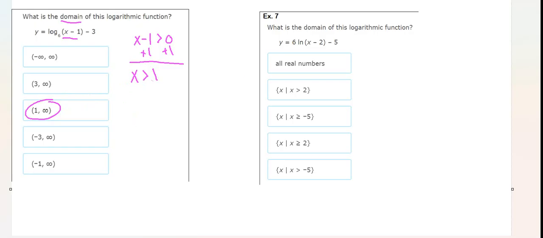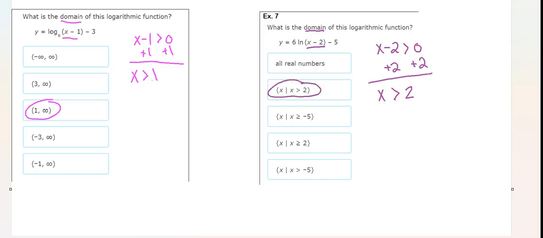All right, for the next one, we're looking for the domain. We're going to pay attention to this part, the argument, set it to greater than 0, and solve. Add 2 to each side. We have x is greater than 0 plus 2, which is 2. They have it in this set builder notation, and it looks like this one is good. Not too bad.